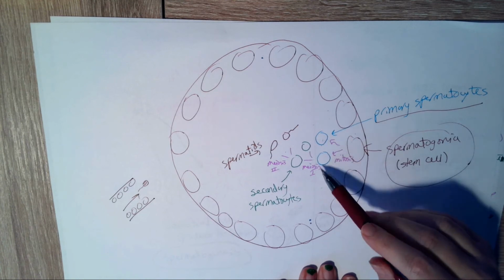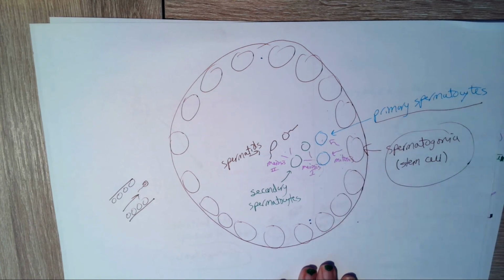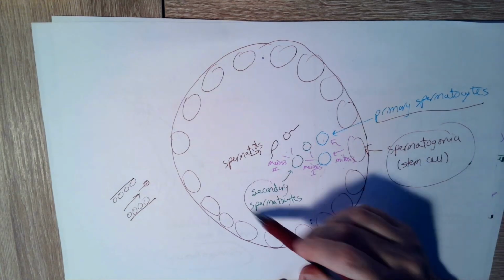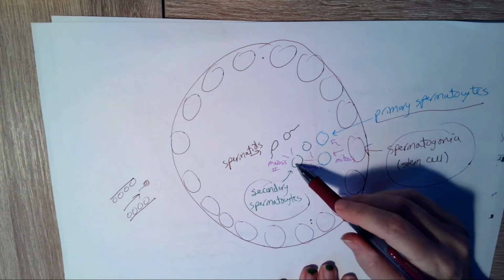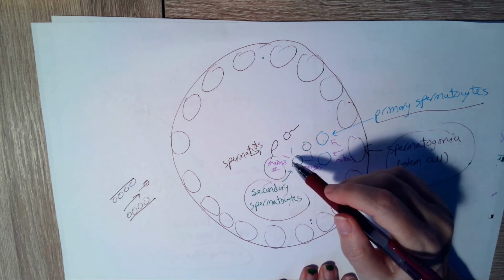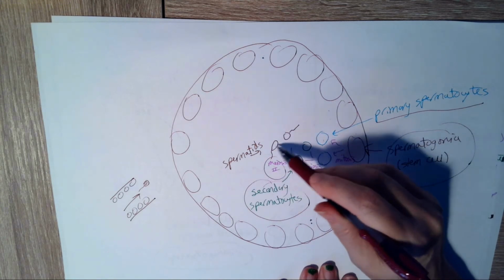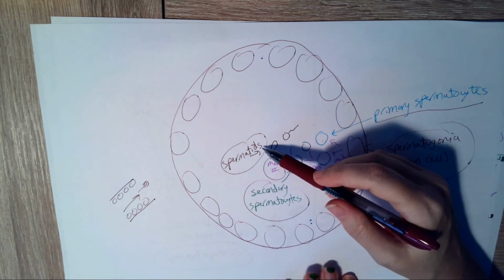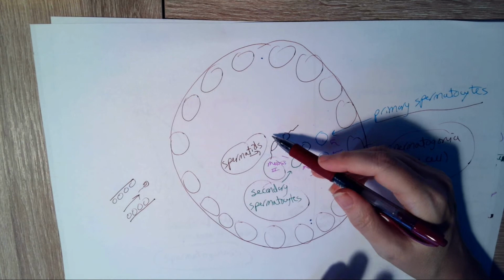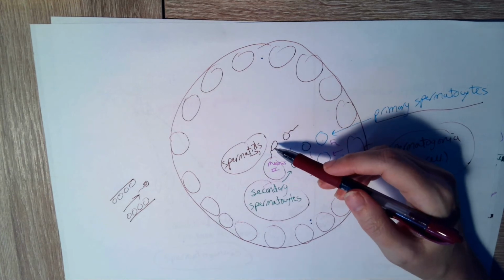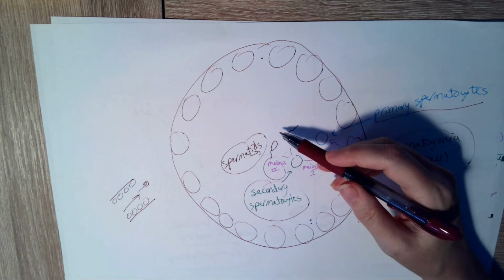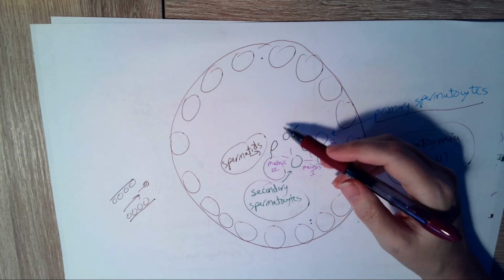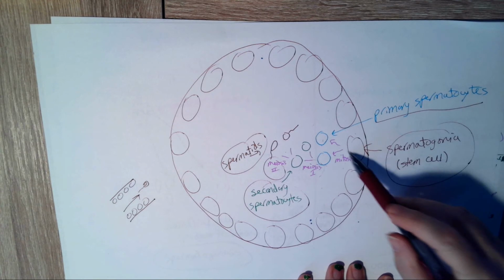Then the primary spermatocytes undergo meiosis 1, two daughter cells again for each one, and those are called secondary spermatocytes. Then the secondary spermatocytes undergo meiosis 2, and now we are in the lumen of the tubule, and we have spermatids. The spermatids are not going to go through any further divisions, but they're just going to develop more over the period of a day or so and become the spermatozoa. So this would be a daily process.